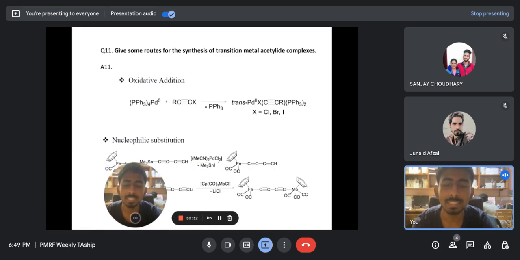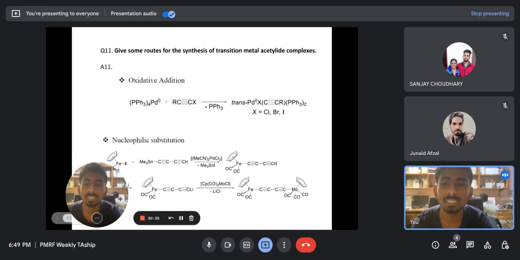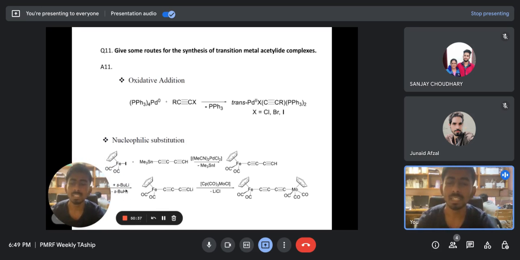Now, what happens in this case? They're actually treating it with n-butyl lithium. N-butyl lithium is a very strong base, so it will be abstracting the acidic proton of this acetylide moiety. It will be eliminated as butane, and we are having the corresponding salt.